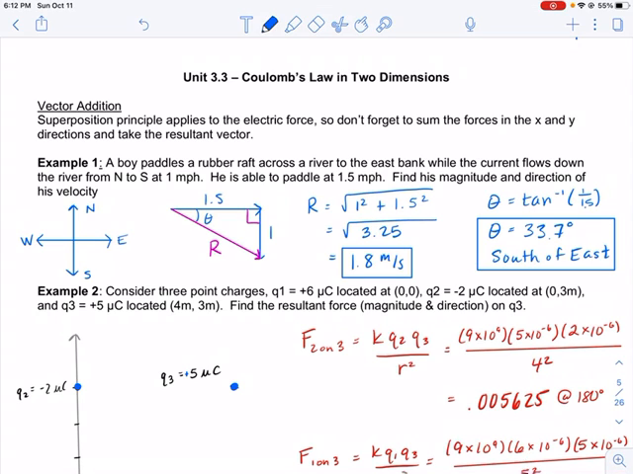We're going to start off by reviewing a concept from AP Physics 1 or AP Physics C, and that is the concept of adding vectors. So let's take a look here.